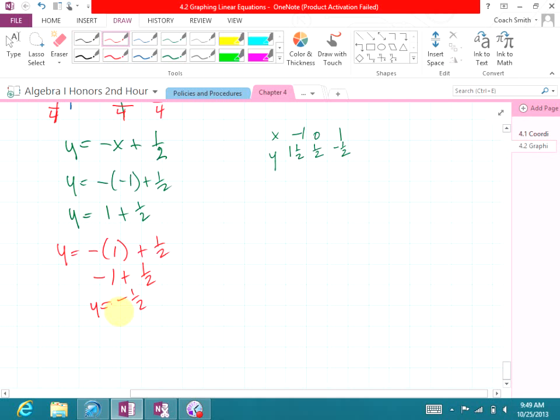Now, to plot this one, it's real easy. It's a small graph. It's like this right here. Okay, you get negative 1 and 1 1/2, which would be here. That's negative 1. So negative 1 1/2 would be right there. Then you have 0 and 1/2, which would be right there. Then you have 1, which is here, and a half, which is there. And then you just draw your line through that.